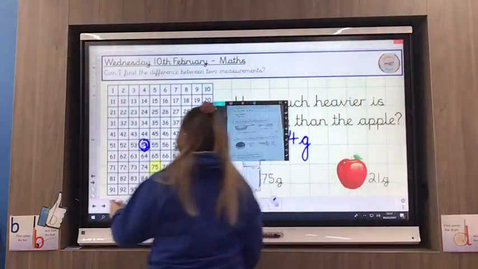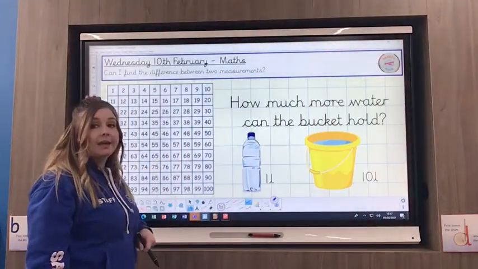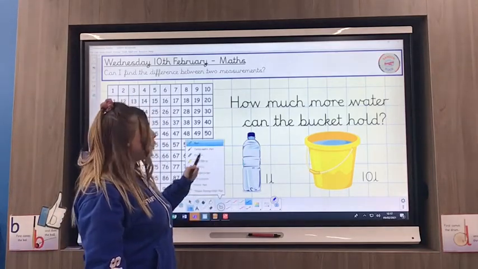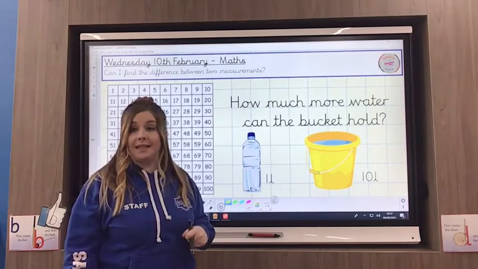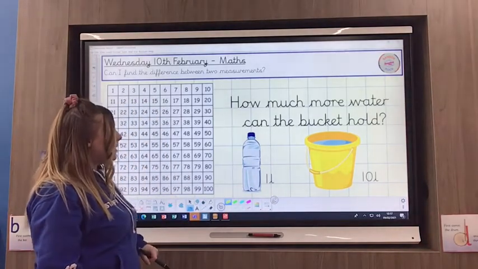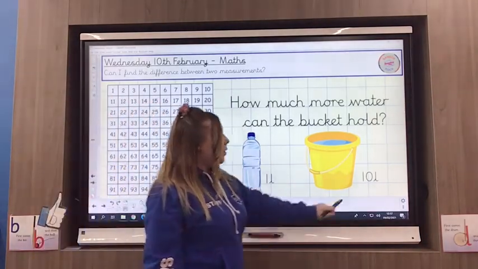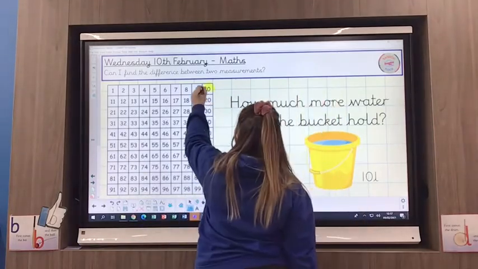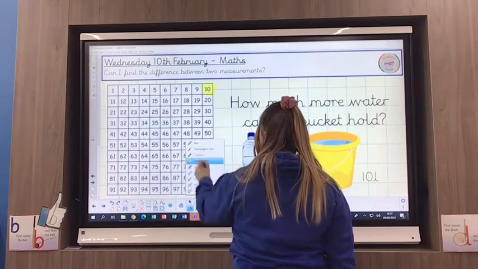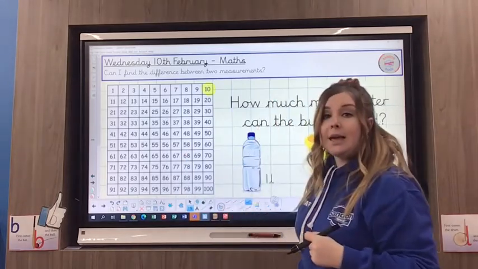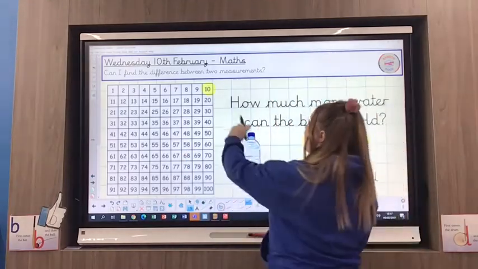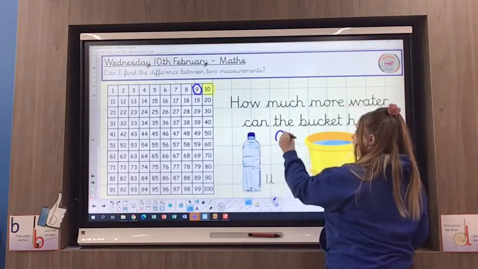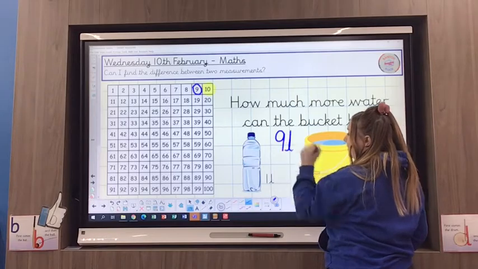And then your final question for today in your booklet is finding the difference between two capacities. So we've got 1 litre or 10 litres. So 10's my biggest that time, so let's highlight 10. And I've got to take away my other amount, which is 1. Count backwards. 1 less than 10 is 9. So the difference is 9 litres.